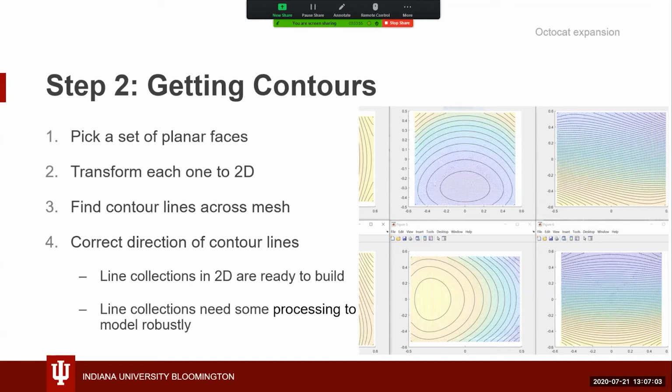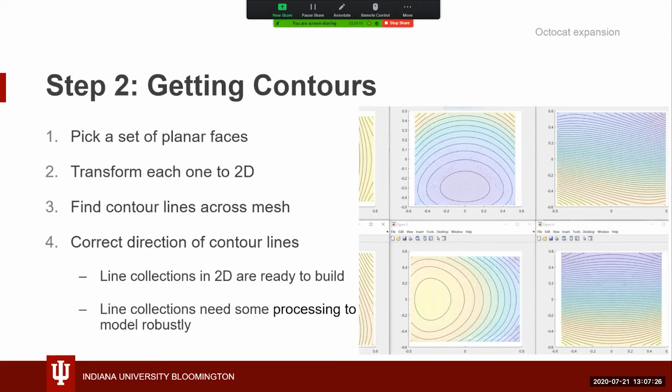And so at this point, you actually have a collection of lines in 2 dimensions that would be ready to build. This figure on the right is meter scale, roughly, just an example of 4 of the 6 faces of a test cube with some odd harmonic that I put on it just to stress test my code.